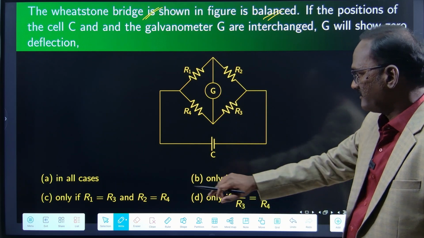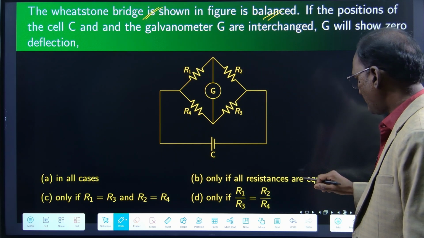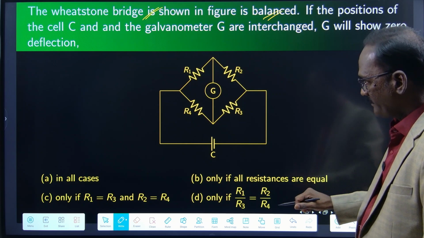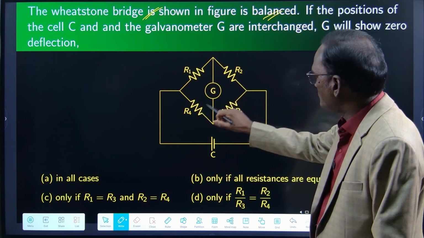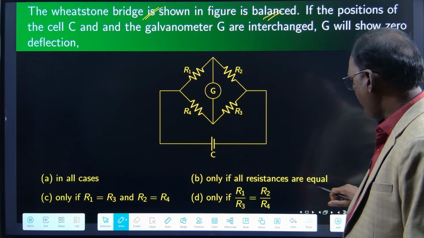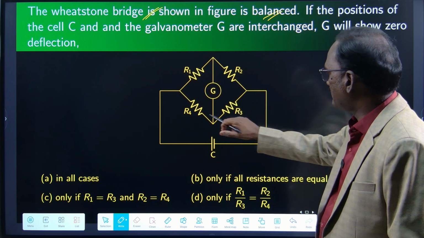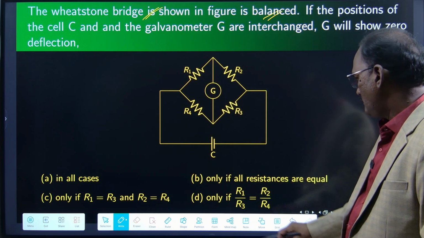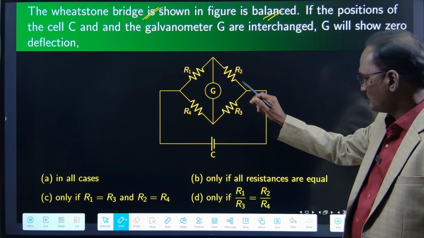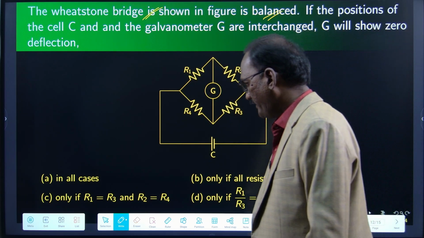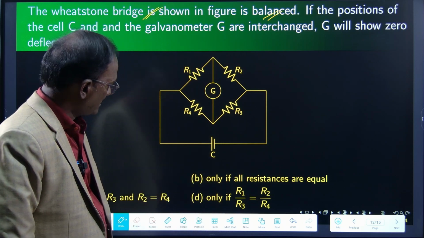What would be the options given? In all cases; only if all resistances are equal; only if R1 is equal to R3 and R2 is equal to R4. Option B, if all are equal. Option C, R1 equal to R3, R4 equal to R2. Only if R1 by R3 and R2 by R4. Let us find which one of the given 4 options is correct.